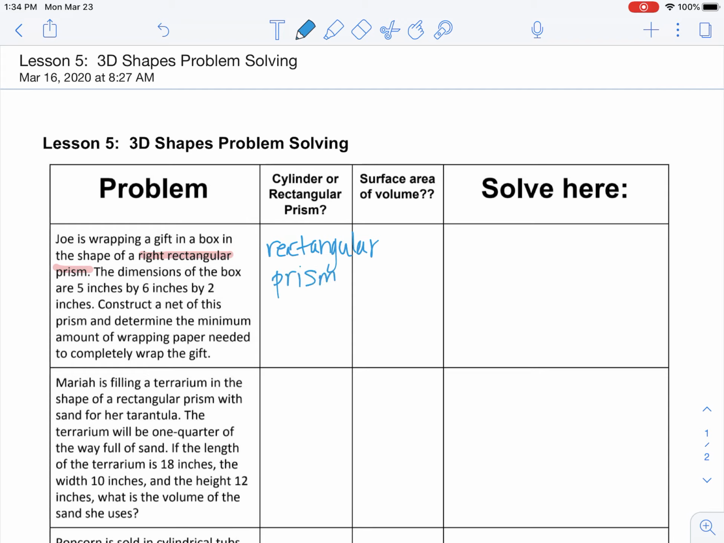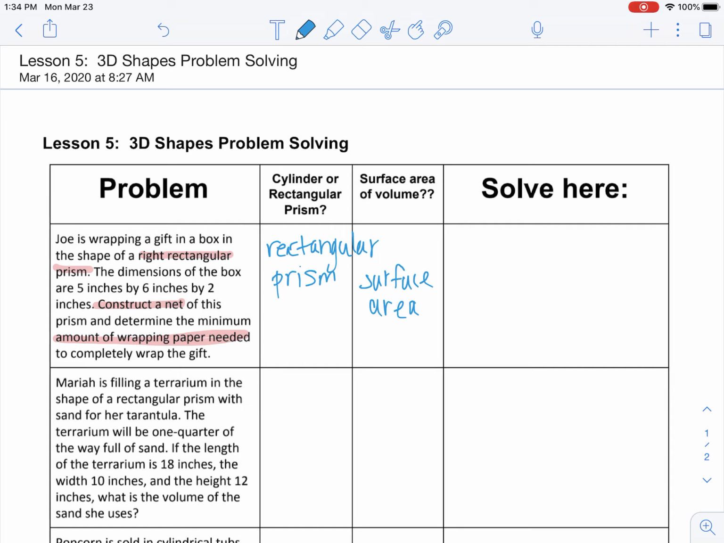And then the second box asks, is it surface area or volume? So we want to construct a net and determine the minimum amount of wrapping paper. We know that wrapping paper covers the outer surface of a box. Therefore, this is surface area. It does ask us to construct a net right here. A net is the flat, uncut version of the box.